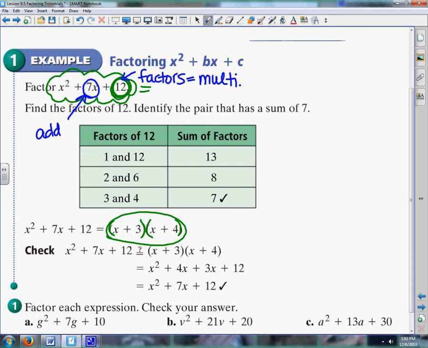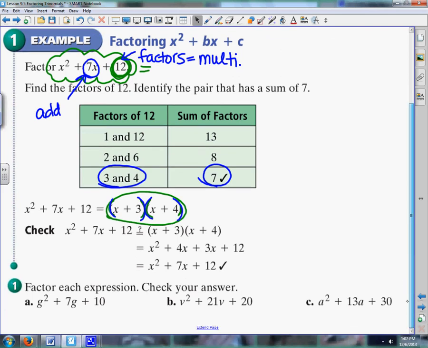So if you look at their list, they found 3 and 4. 3 times 4 is 12, and 3 plus 4 is 7. So what they did is they factored it into x plus 3 times x plus 4. So let's try letter A.